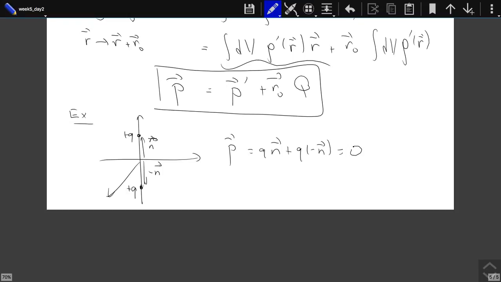It will have a quadrupole moment. It will probably have all the even moments but not the odd moments if you put the origin at the center.